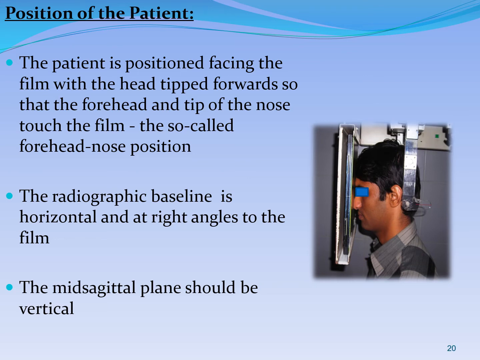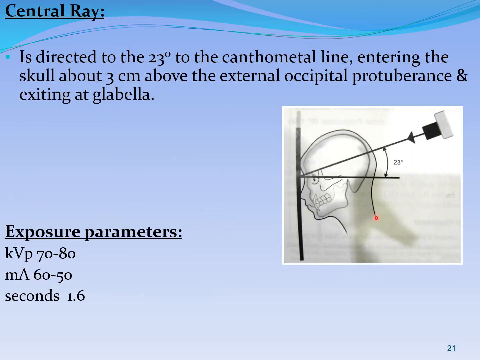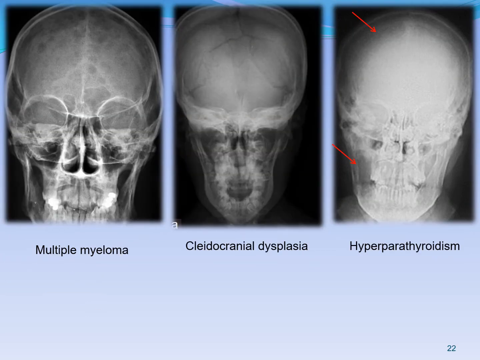Mid-sagittal is vertical. The central ray, compared to the previous exposure, is directed 23 degrees to the canthomeatal line, entering the skull about 3 cm over the external occipital protuberance and exiting at the glabella. So these are the exposure parameters used for this projection.